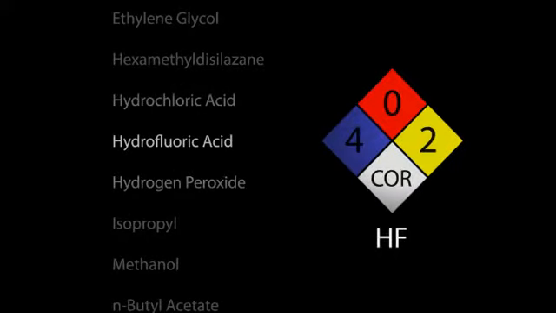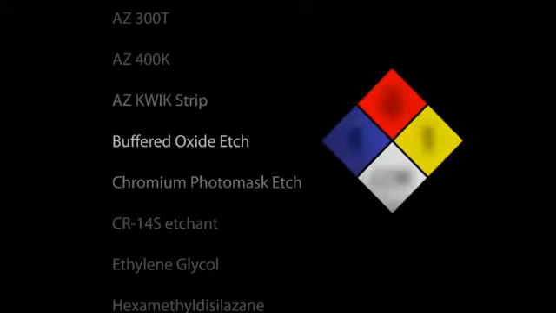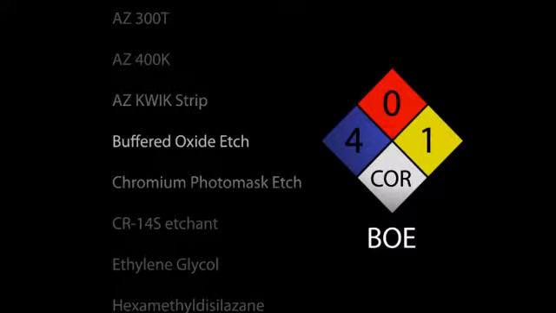Hydrofluoric acid. It penetrates tissue more quickly than typical acids, and because it interferes with nerve function, burns are often not initially painful. It dissolves calcium from your bones and can cause cardiac arrest. Buffered oxide etch, a mixture of hydrofluoric acid and ammonium fluoride. Although less reactive than 49% HF, it still presents the same level of toxicity to your body, even though it contains much less HF.